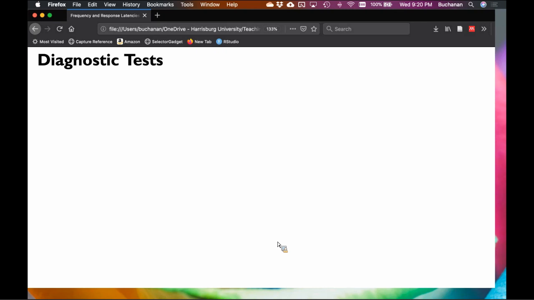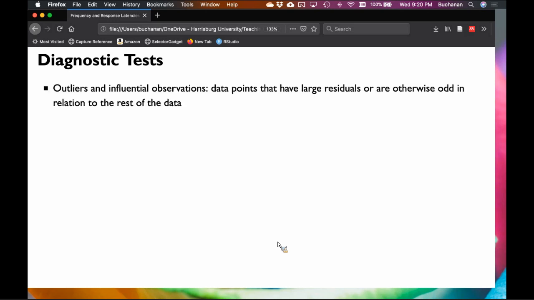Now I should make sure that my model is appropriate too. So we should always think about, you know, is linear regression the best solution for this type of data? So we can look at outliers. You can look at them beforehand too, but sometimes looking at outliers in the solution is the best approach. Okay. And these are data points that have very large residuals or are otherwise just odd.